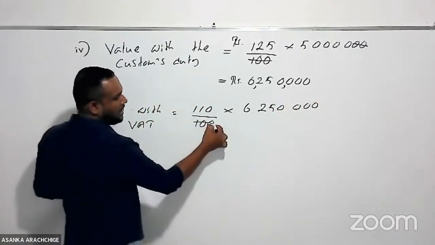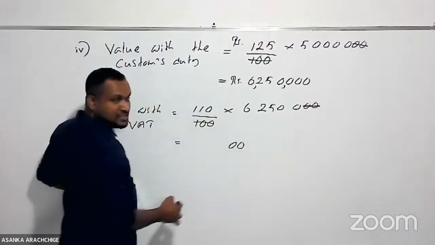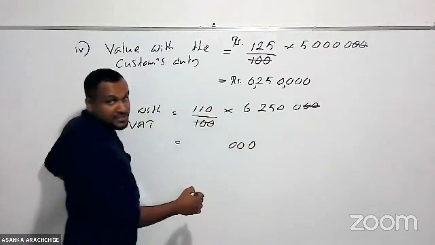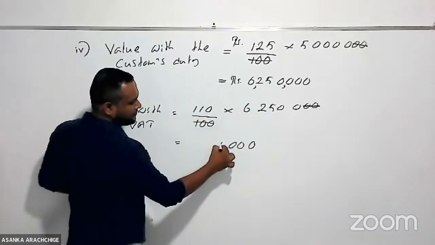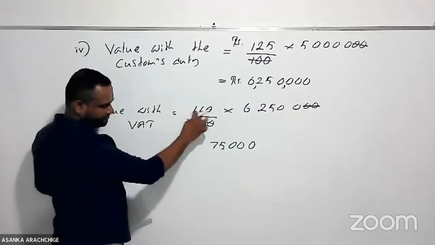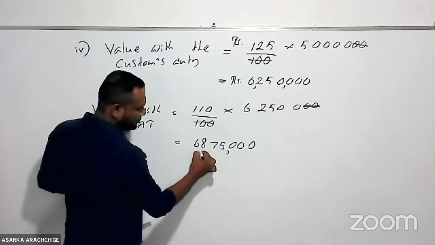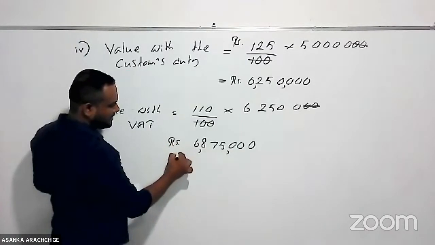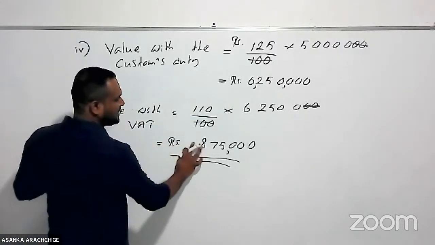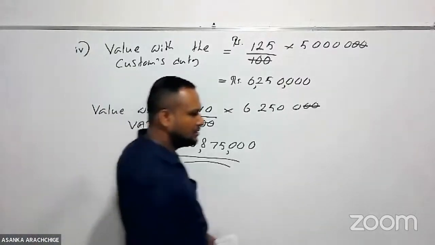6,250,000 rupees. 100 and the last two zeros can be cancelled. 3 zeros. 11 times 5, 55. 11 times 2, 22 plus 5, 27. 2 remaining. 11 times 6, 66 plus 2, 68. Answer: 6,875,000 rupees. Correct?